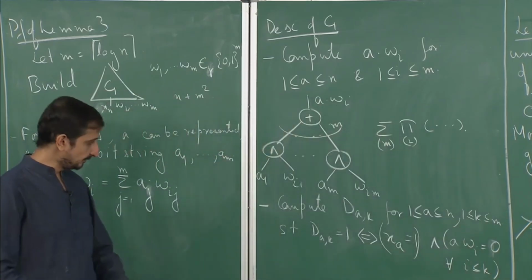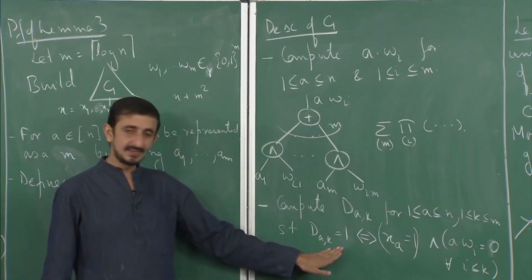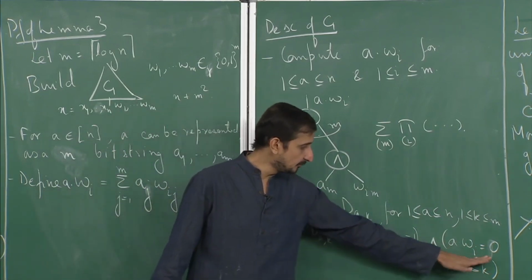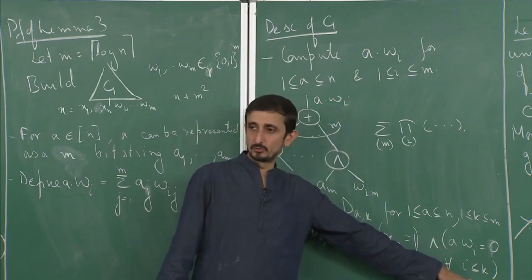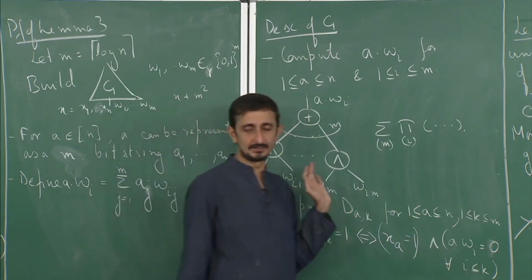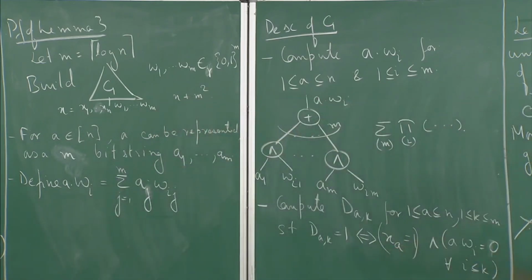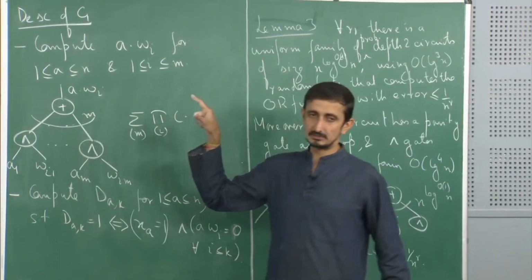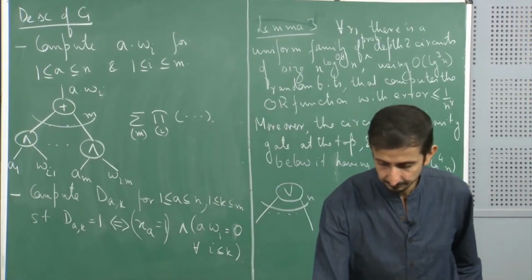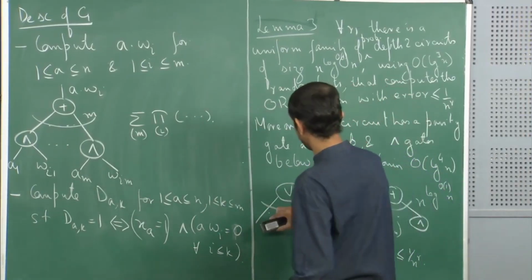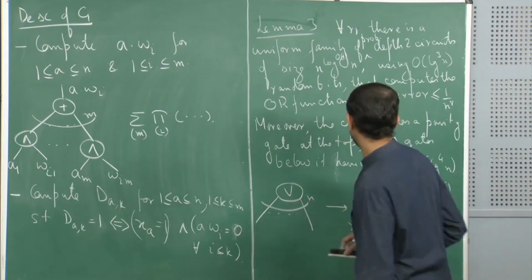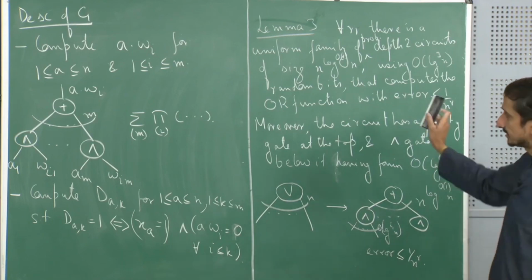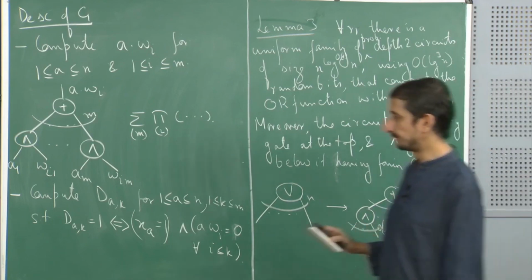So I am defining a predicate over here, a predicate DAK. DAK is equal to 1 if XA is equal to 1 and A dot Wi is equal to 0 for all i up to k, and it is equal to 0 otherwise. So if one of them is not satisfied, it will be equal to 0. So how can I compute DAK using these outputs now? Let me just preserve this lemma for the time being.